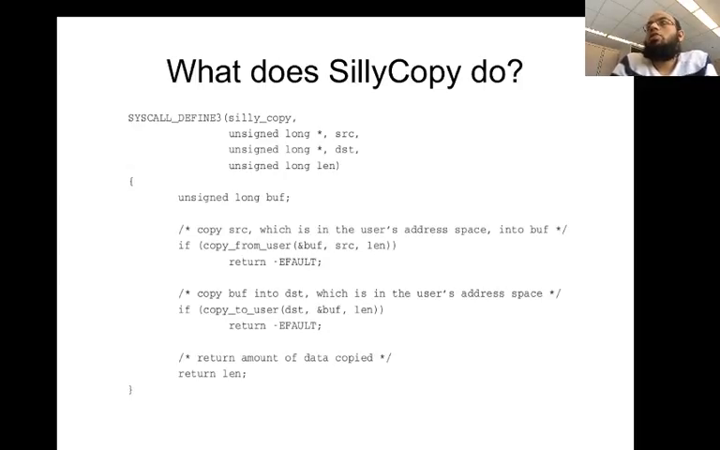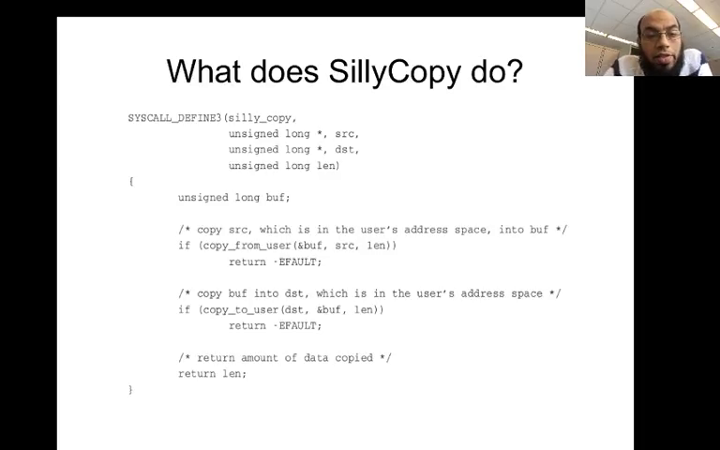So this is a SYSCALL_DEFINE3, basically a system call taking 3 arguments, and we call it silly_copy. And it has 3, since it's SYSCALL_DEFINE3, so it has 3 arguments. So the first argument is a pointer to source, the second argument is a pointer to destination, and the third item is a number of the type long called len.